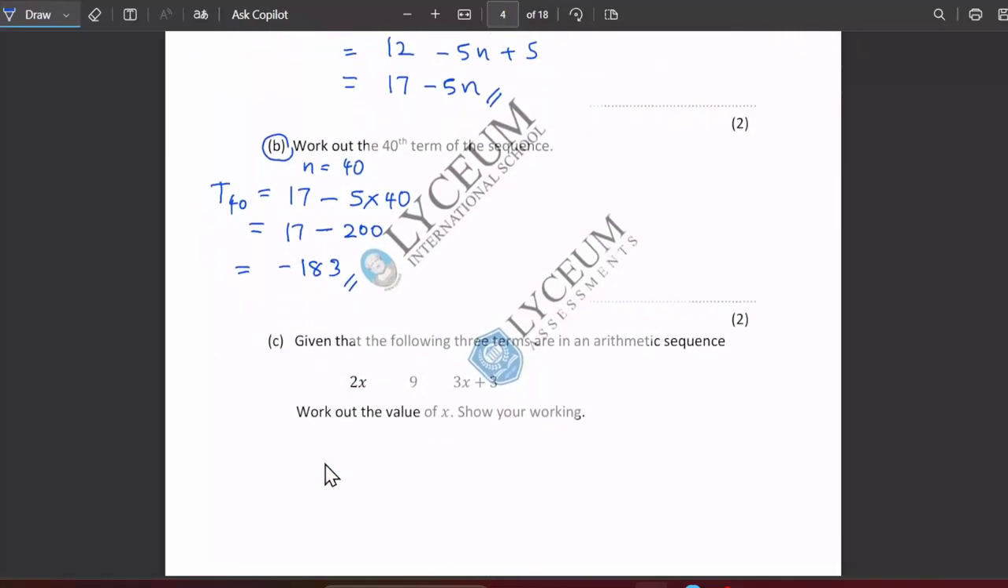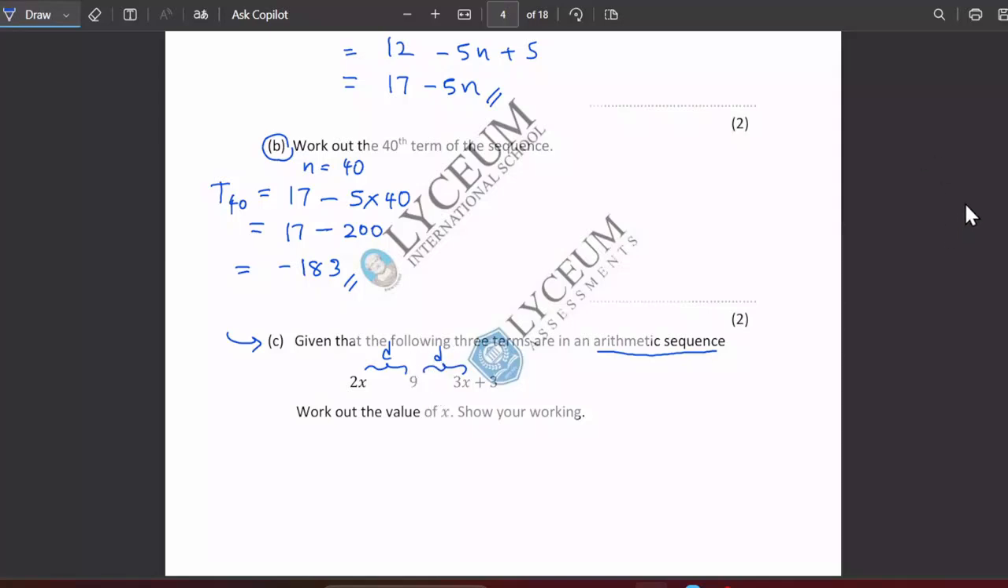Okay. Now in the C part, given that the following three terms are in arithmetic sequence, work out the value of x. Show your work. Okay, they are telling us these are in an arithmetic sequence. That means all these terms have a common difference d. Okay, those two differences should be equal.